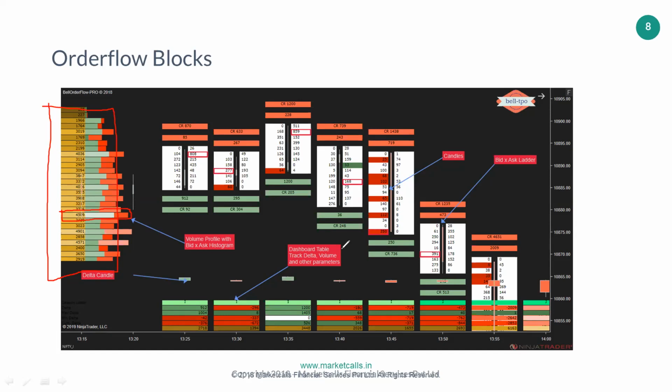So you'll have the candles in the center, followed by the ladders, the bid and ask ladder view, where the ladder view has buyers on the right hand side and sellers on the left hand side. All these are executed market orders. And the delta values are also represented in the form of candles. So these are the basic building blocks.